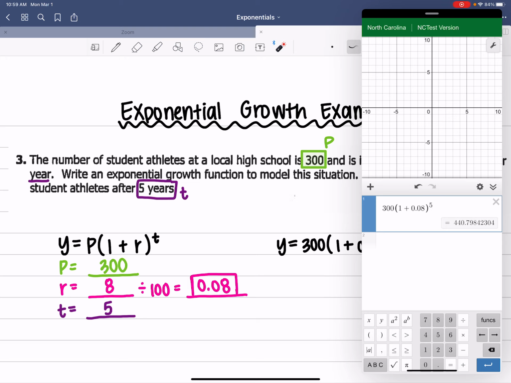Also, just make a note to be careful when you're typing in your decimal numbers, because if you accidentally type 0.8, that's different than 0.08. So just be sure that you're typing in your decimals correctly.